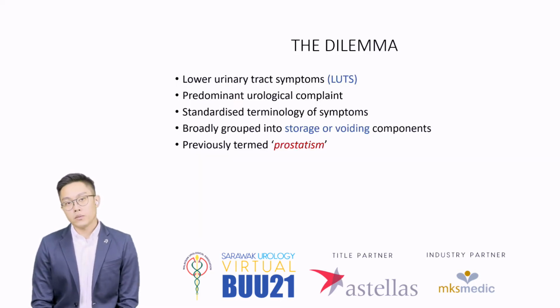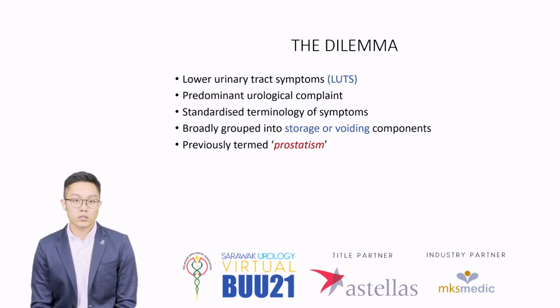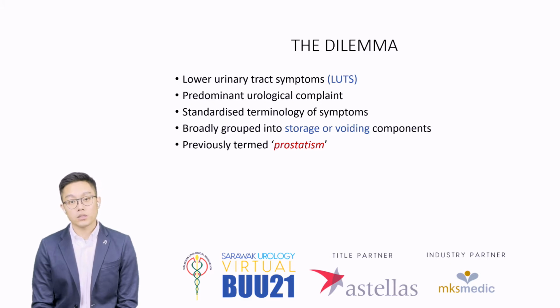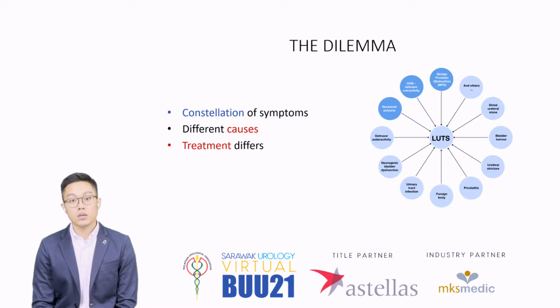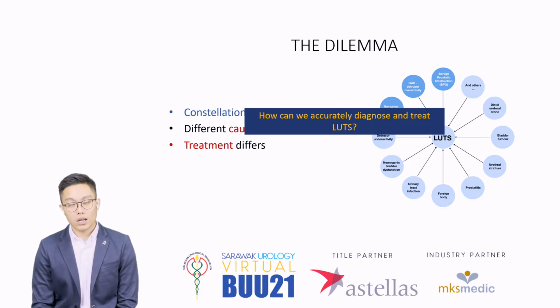I think the dilemma whenever we're managing LUTS is that it is the predominant urological complaint, but actually LUTS is just referring to a standardized terminology of symptoms, which are broadly grouped into either storage symptoms or voiding symptoms. These were previously termed prostatism, but because LUTS can be seen in male and female patients, it has become disused in recent years. Because it's a constellation of symptoms with different causes and each requiring a different form of treatment, it becomes a difficult thing that we need to accurately diagnose and treat LUTS.